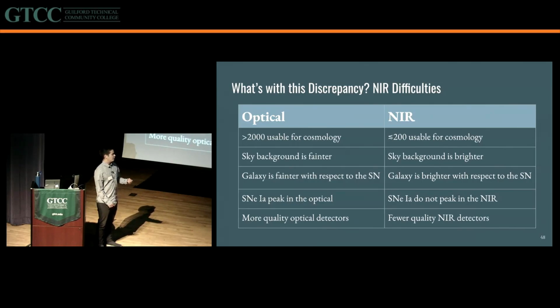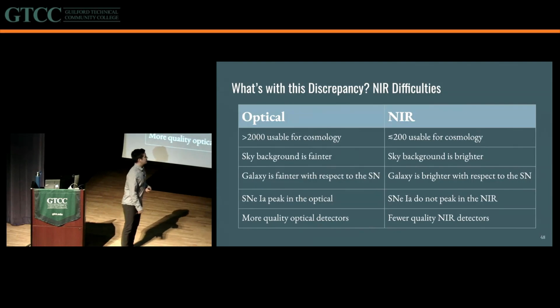Type 1a supernovae also peak in the optical. They're not as inherently bright in the near-infrared, making it harder and harder to actually do this analysis. And again, we like the visible a little more. It makes more sense to us. We're able to see in the visible. So we've spent a lot more time in history developing and perfecting optical detectors, so there are fewer quality near-infrared detectors out there.